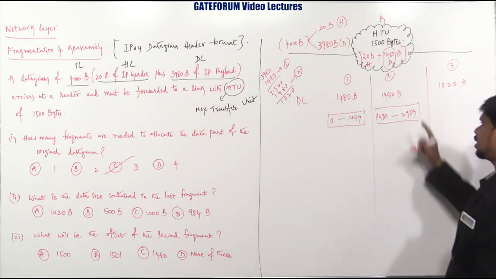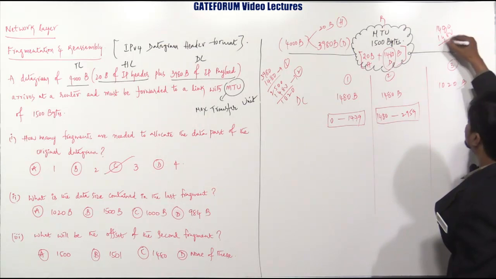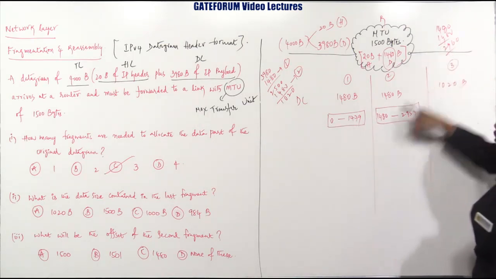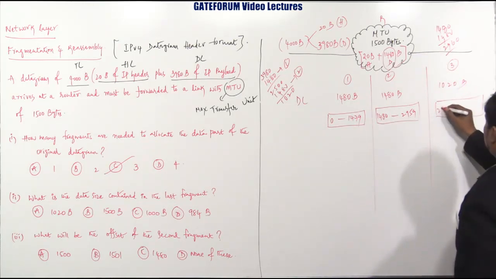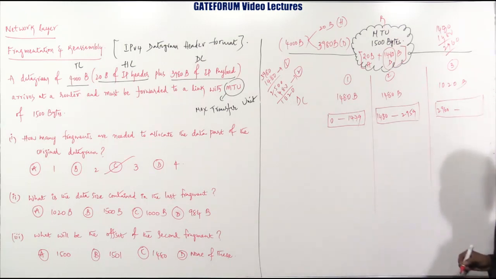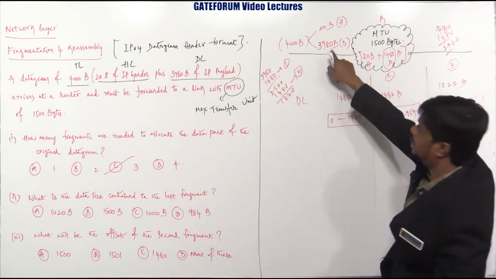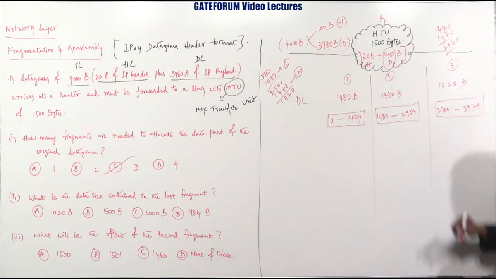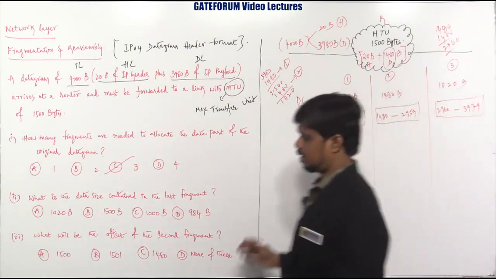Why am I saying it is 2959? If you add 1480 plus 1480, it would be 2960, which is bytes 0 to 2959, so 2 fragments are done. Then my third fragment will start from 2960 as the first byte, and the last byte would be 3979, because 3980 bytes of data part are done. So 3980 bytes means 0 to 3979. Like this, we can create 3 fragments.